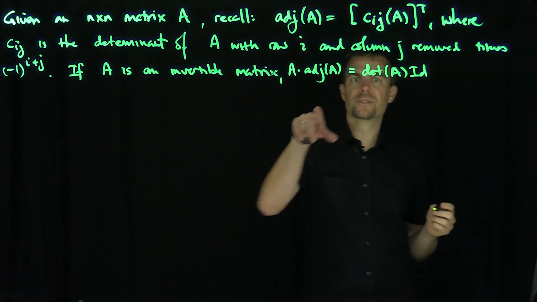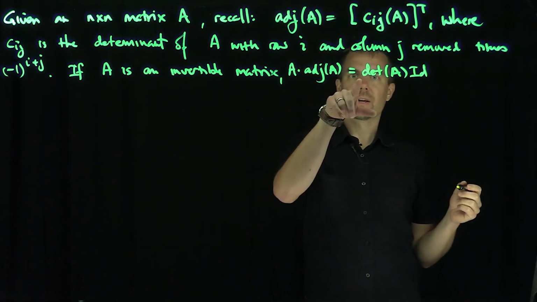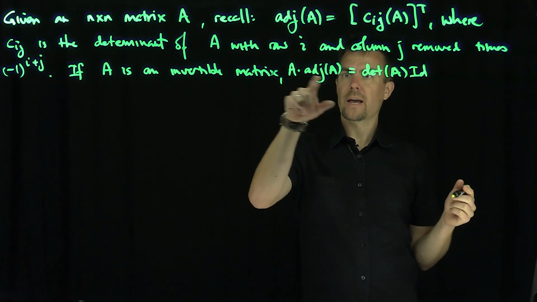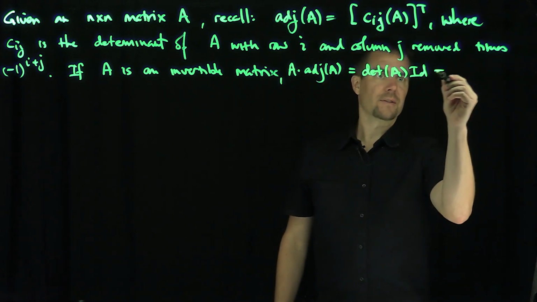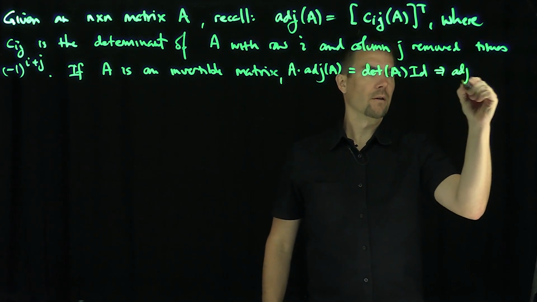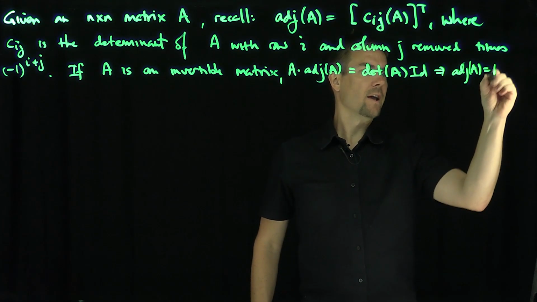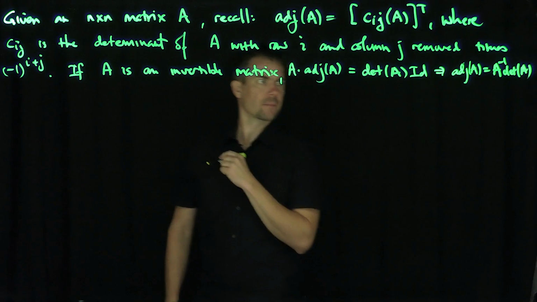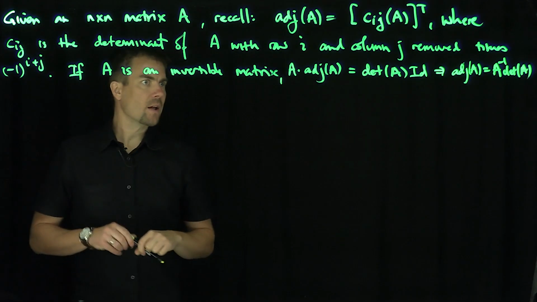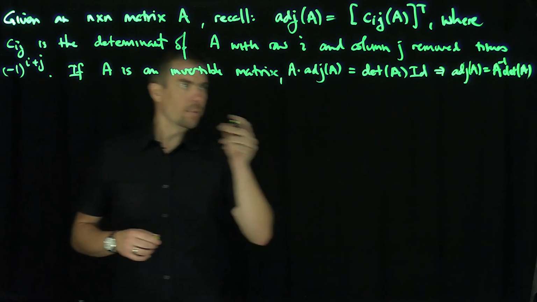And therefore, what we can say is that the adjugate of A is really A inverse times this determinant over here. So in other words, if A is invertible, the adjugate of A is A inverse times the determinant of A, like that. Excellent.